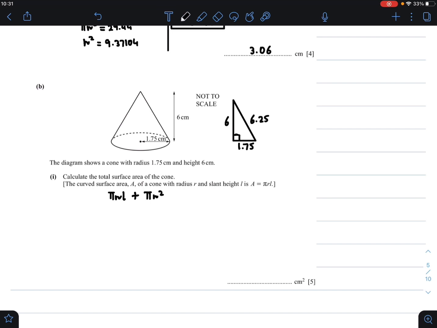Now, wait, I'll just write it down. It is equal to 6.25.